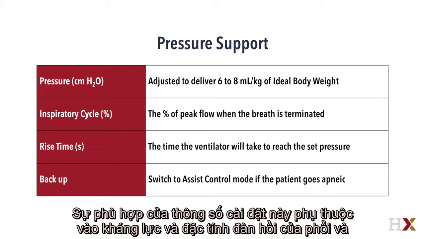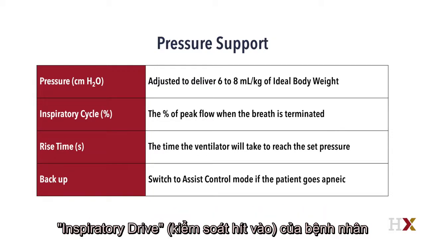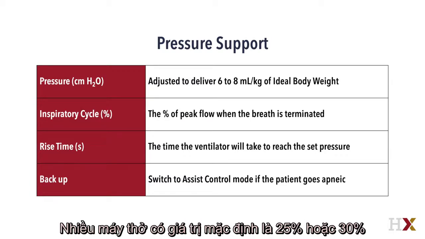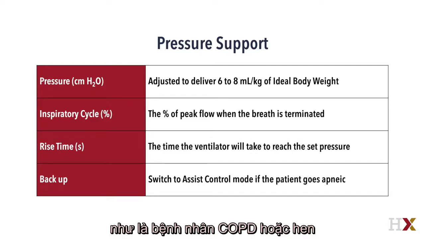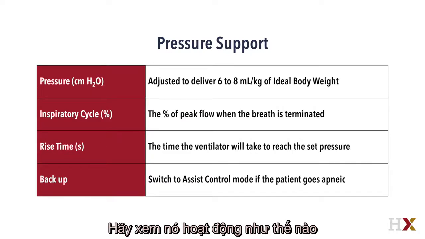The appropriateness of the setting depends on the resistive and elastic properties of the lung and the inspiratory drive of the patient. Many ventilators have default values of either 25% or 30%. These default settings are important to adjust in patients with abnormal resistance or elastance, such as patients with COPD and asthma. Let's see how this works.